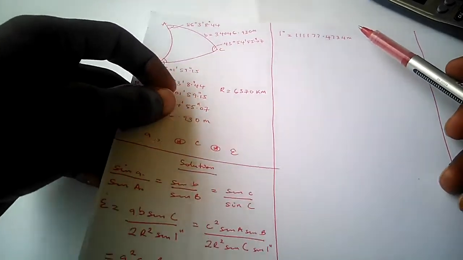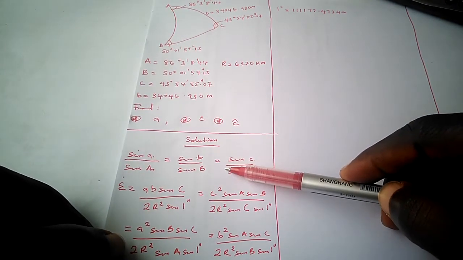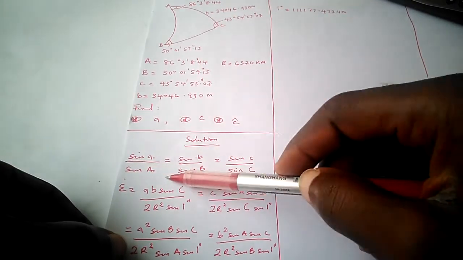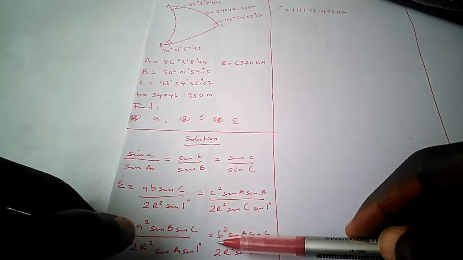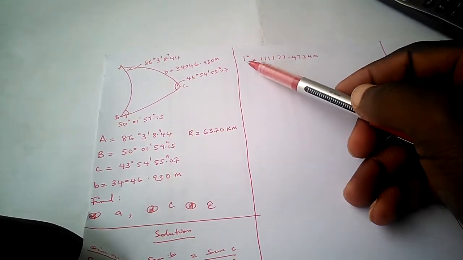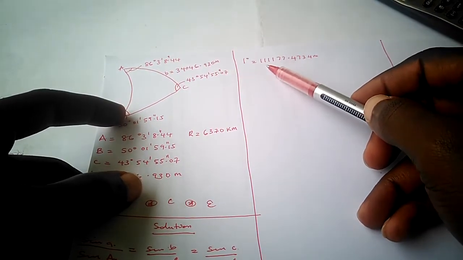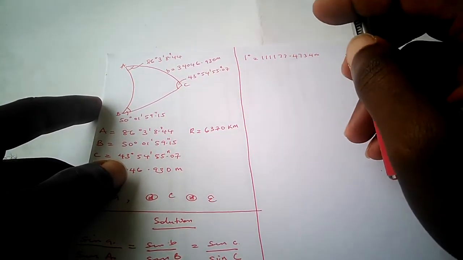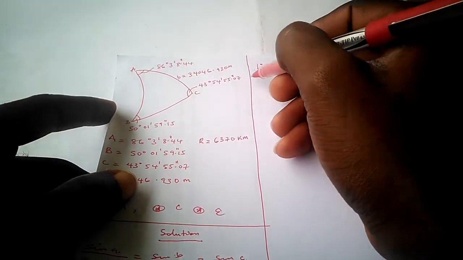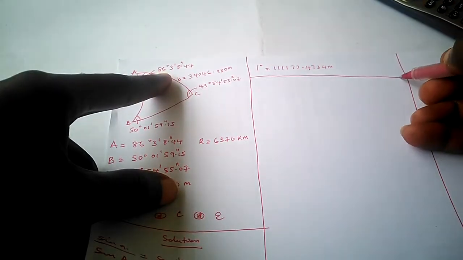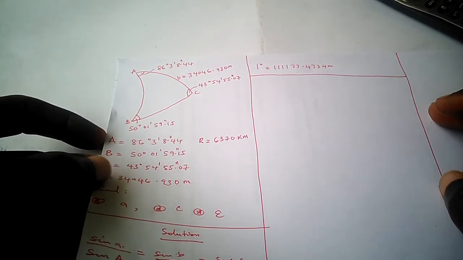So we have a set of 3 formulas to use. That of the sine rule for a spherical triangle, we have the formula for spherical excess, and we also have the formula to convert our side in meters to degrees, minutes, and seconds. I believe that's just the simplest explanation I can give to that. So having quoted the formula we are going to use, let's now commence our solution.